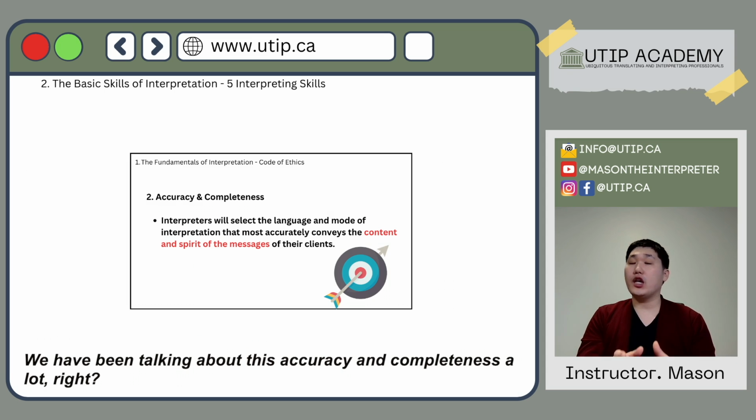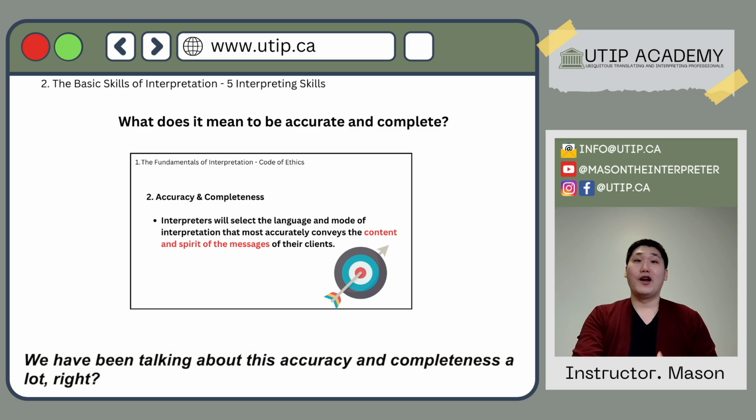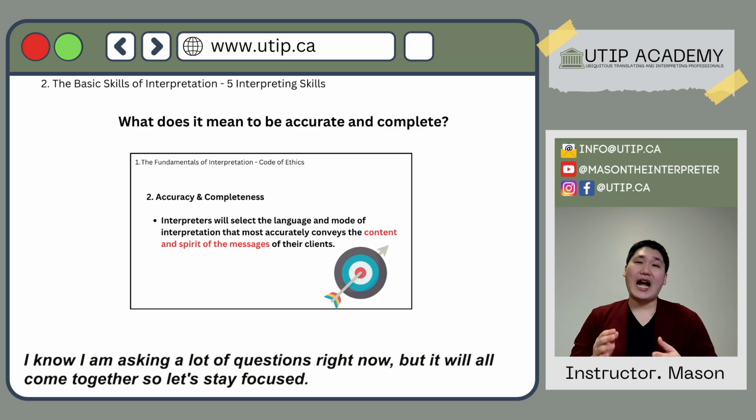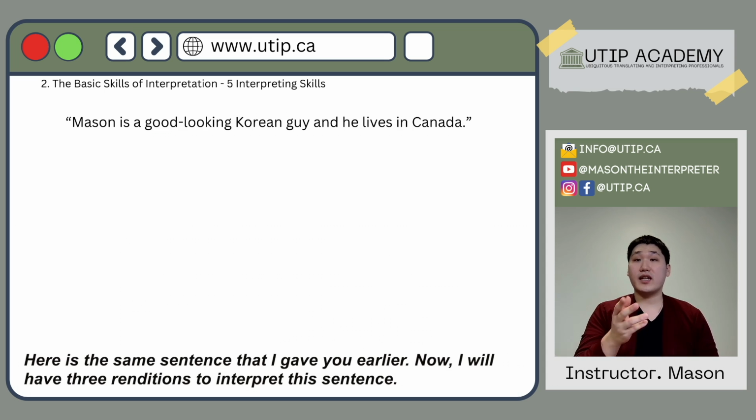We have been talking about this accuracy and completeness a lot, right? Then, what does it mean to be accurate and complete? I know I am asking a lot of questions right now, but it will come all together. So let's stay focused. Here is the same sentence that I gave you earlier. Now I will have 3 renditions to interpret this sentence.